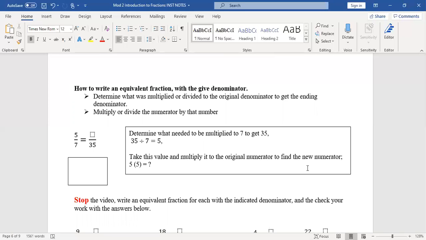Just as multiplication can check division, division can check multiplication. So I could say, well, 35 divided by 7 gives me 5. So 5 times 7 would give me 35. So if I multiply the denominator by 5, I'm going to have to multiply the numerator also by 5 in order to create an equivalent fraction. And 5 times 5 would give me 25. So 5/7 or 25/35, they're equivalent.